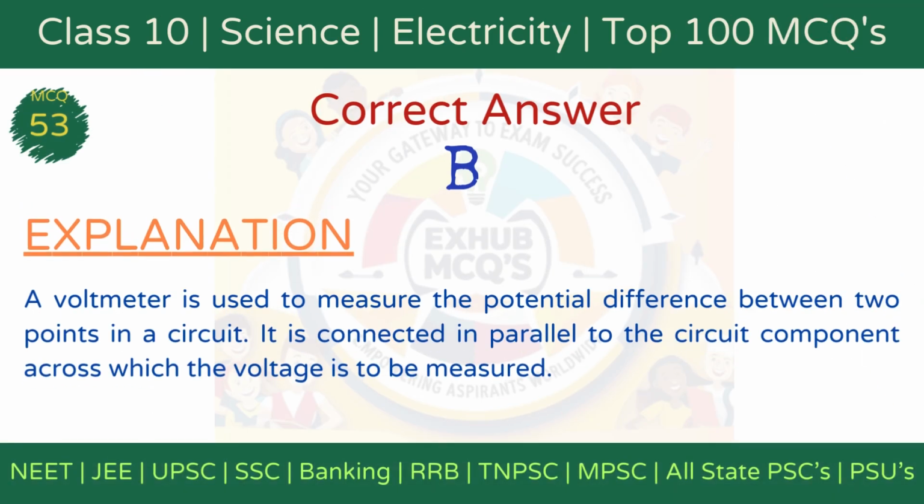The correct answer is option B, voltmeter. Explanation. A voltmeter measures the potential difference across two points in an electric circuit. It is connected in parallel to the circuit component where the voltage is to be measured.